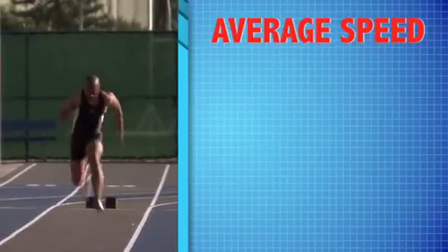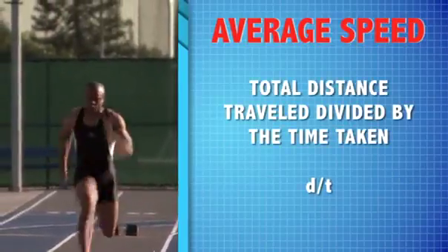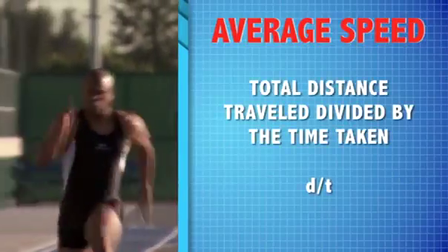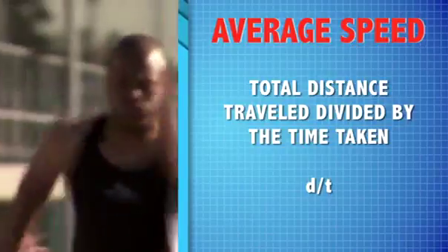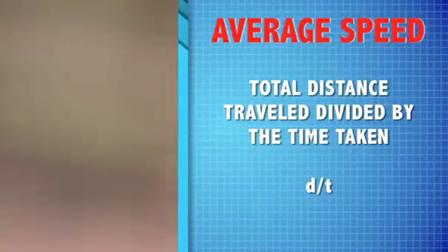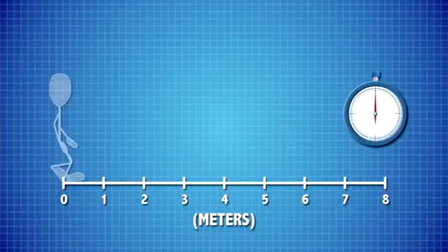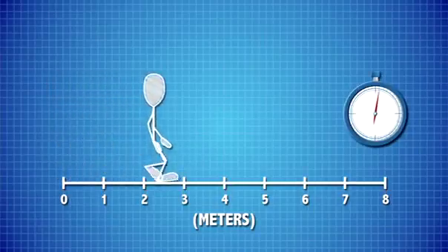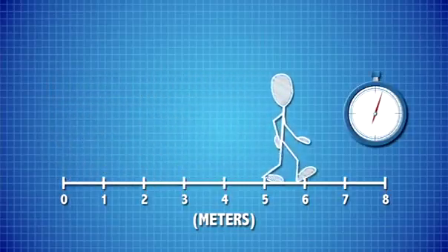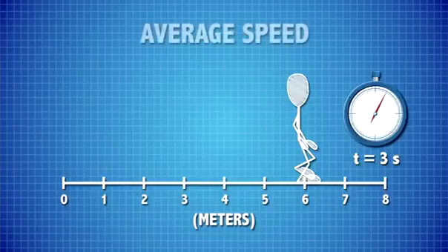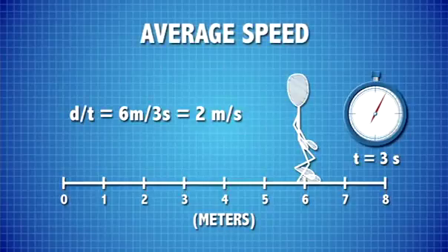Average speed is the total distance traveled divided by the time taken, or d divided by t. It is a scalar quantity. If a man walks 6 meters in 3 seconds, then the average speed would be 2 meters per second.